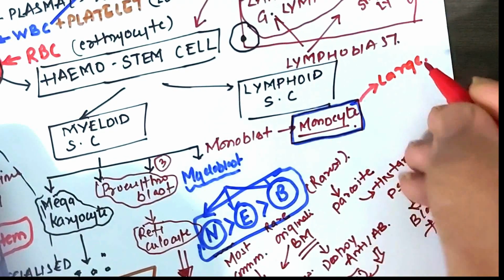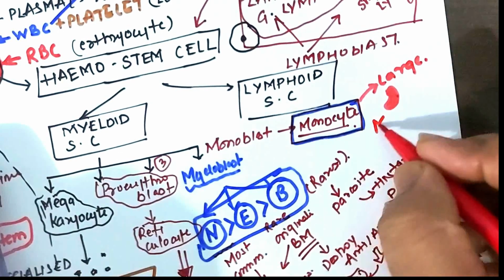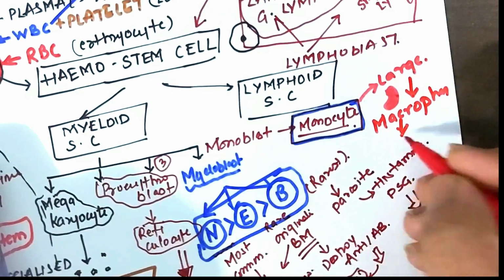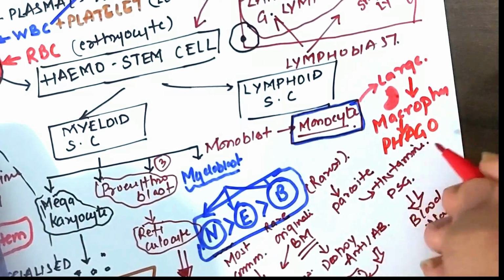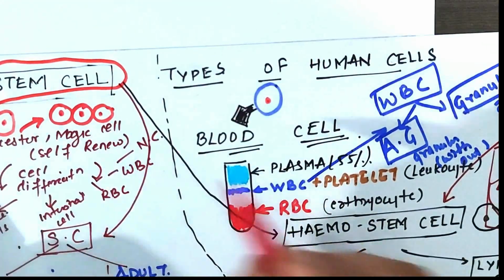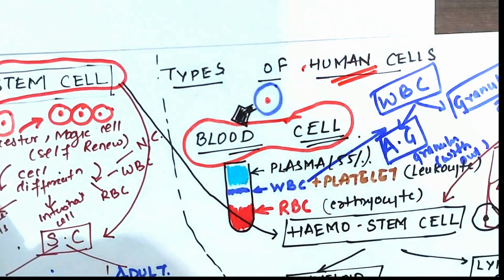Monocytes are the large WBCs, kidney shaped, and they get modified into macrophages to ingest the bigger molecules, large molecules, through the process of phagocytosis. So these are basically the two cell types which we discussed today, stem cells and the blood cells.